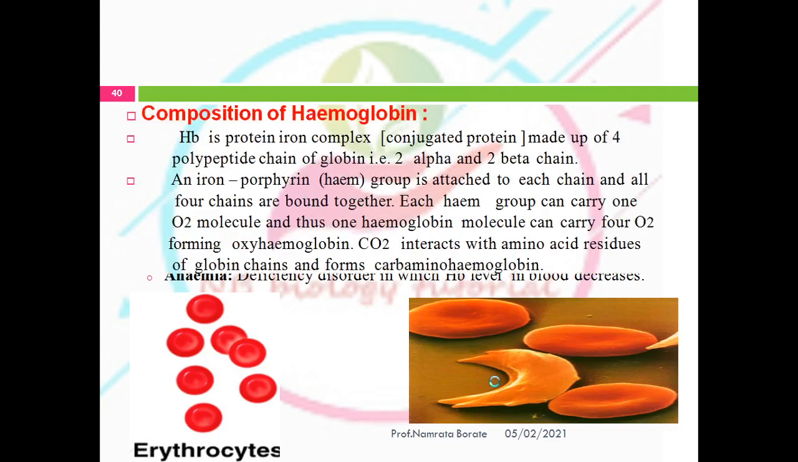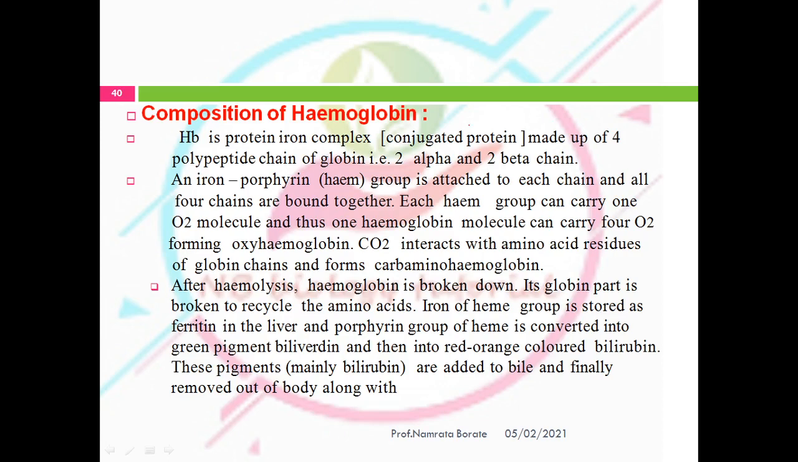The next one we see is the composition of hemoglobin. Hemoglobin is a protein-iron complex, a conjugated form of protein. There are three types of protein: simple protein, derived protein, and conjugated protein. Hemoglobin is a conjugated protein made up of 4 polypeptide chains, the 2 alpha and 2 beta chains. An iron-containing heme group is attached to each chain, and the 4 chains are bound together.